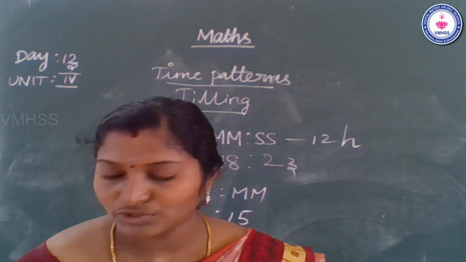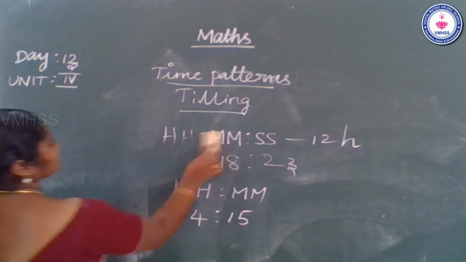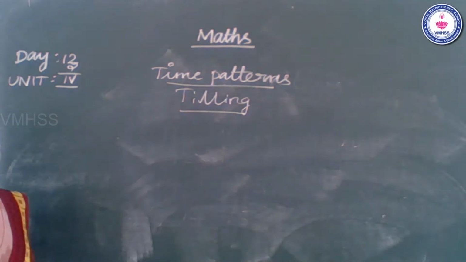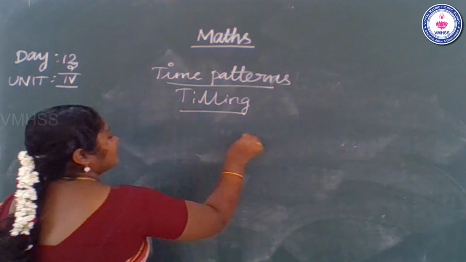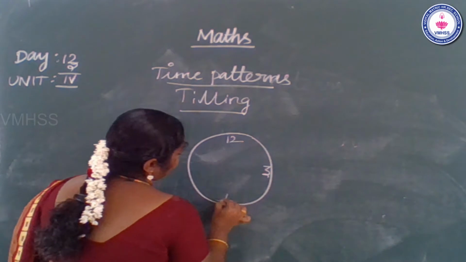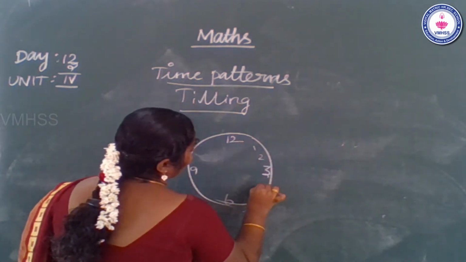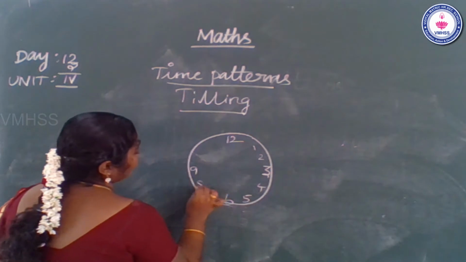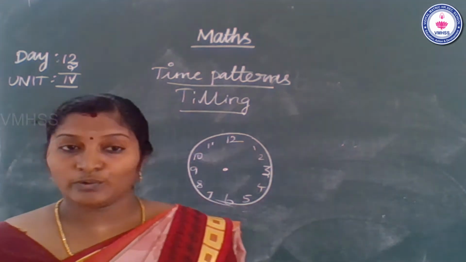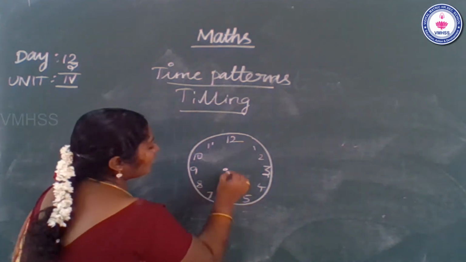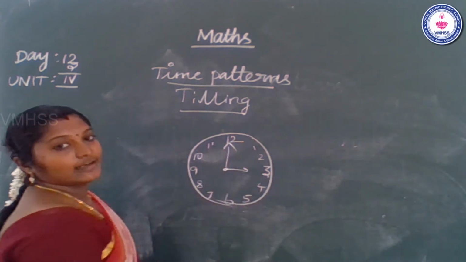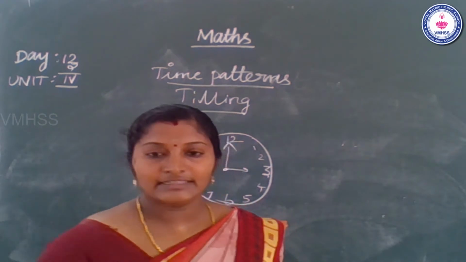Now we are going to draw. I draw one clock: 12, 3, 6, 9, then 1, 2, 4, 5, 7, 8, 10, 11. Already we finished 2 o'clock, so now I draw 3 o'clock. This is the hour hand and this is the minute hand. So we draw 3 o'clock here.